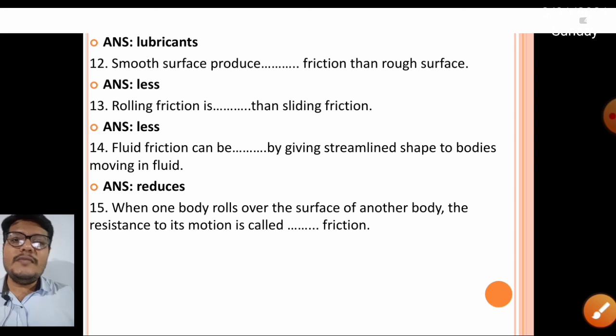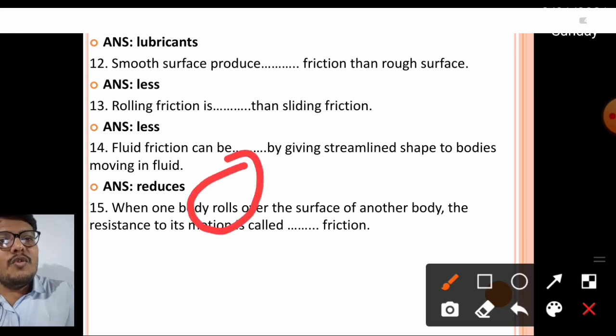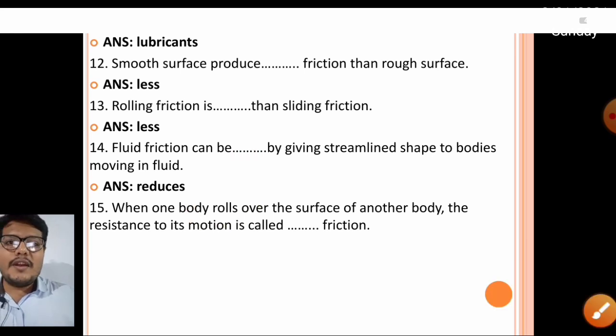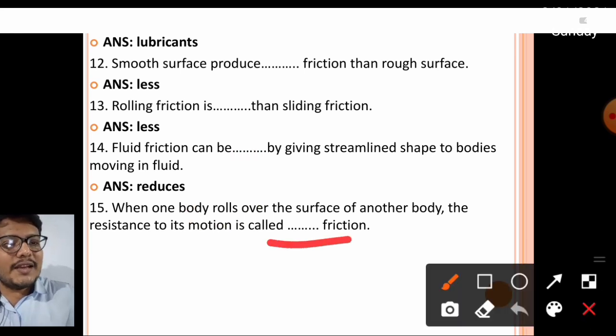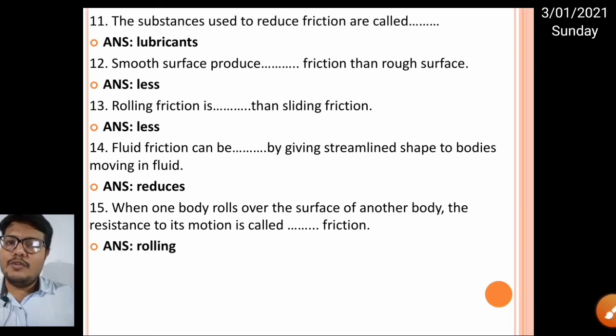Okay. Number 15. When one body rolls over the surface of another body. Here, simple, you have to take this phrase, rolls over the other body. It means they are talking about some friction, and which is rolling friction, right? I hope you understand the options, even the fill in the blanks, right?